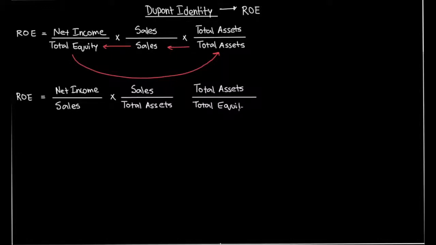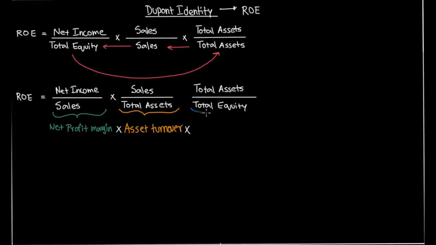Cool, now let us figure out what ratios they resemble. The first one, net income over sales. What is that? That is the net profit margin. So let us write that clearly. We learned that in our previous few videos, and now it is becoming very useful. The next thing is sales divided by total assets, which gives us the asset turnover ratio. And finally, we have the equity multiplier. If you remembered all of these ratios, hats off to you.